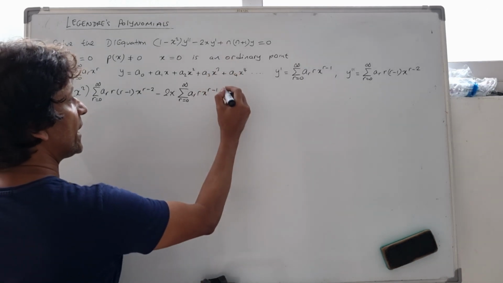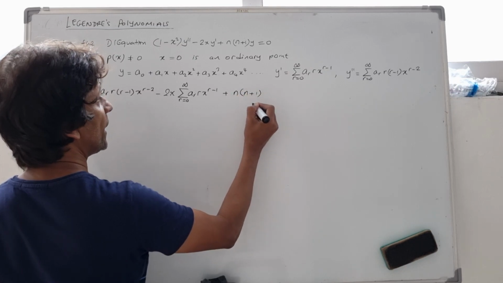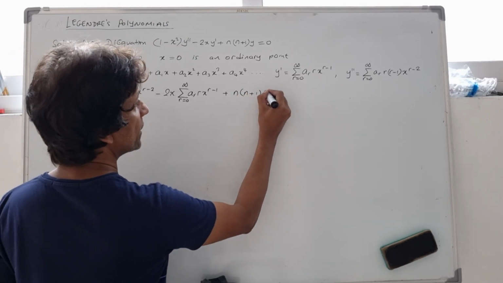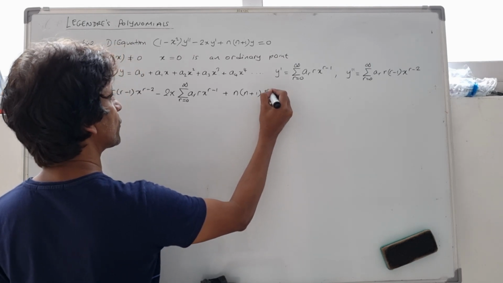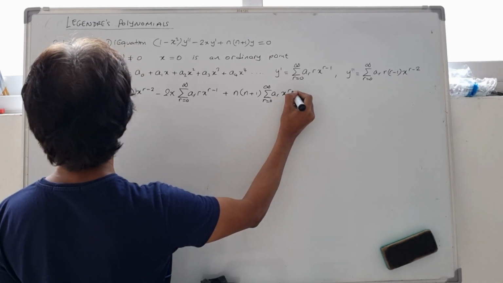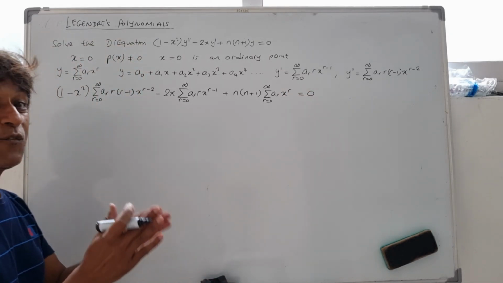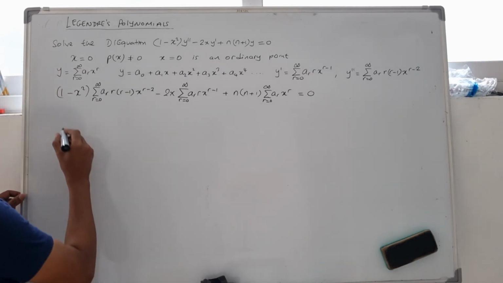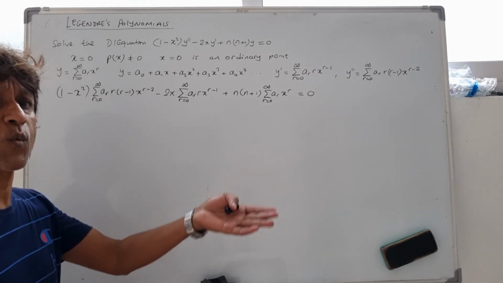Next is plus n(n plus 1), and of course, we put y here, and y is the series from 0 to infinity of a_r x^r. All of that should be equal to 0. Now where do we go from here? Very easy. First of all, I'm going to distribute x squared and also x into the series.